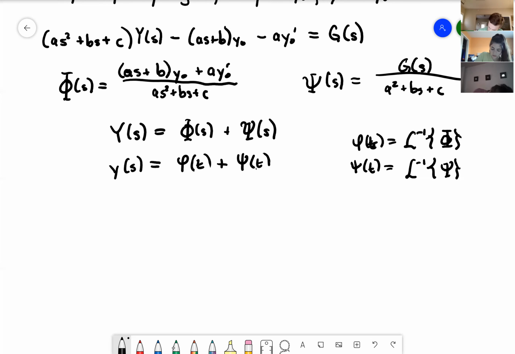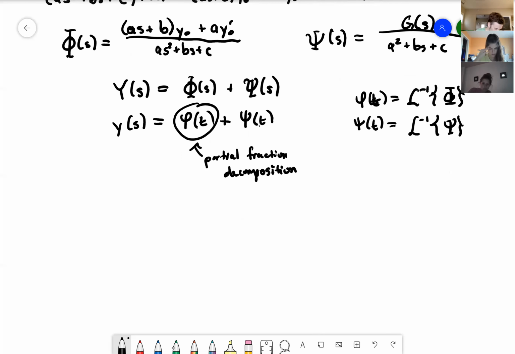Now this part right here is totally algebraic. It's completely in terms of s. It can always be solved using partial fraction decomposition, or something similar. The capital psi of s, however, we can rewrite as H of s times capital G of s.